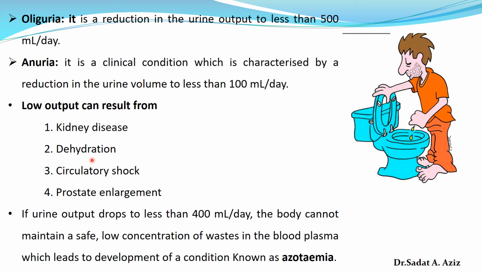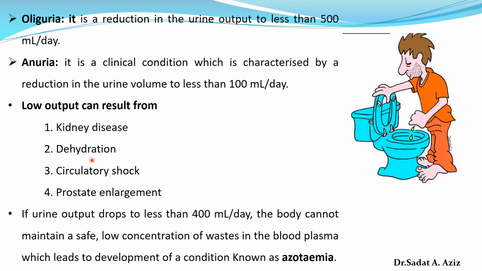The third cause of reduction in the urine output might be related to circulatory shock. The circulatory shock is a specific type of shock where the patient is suffering from systemic vasodilatation.